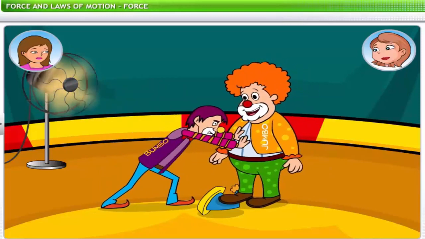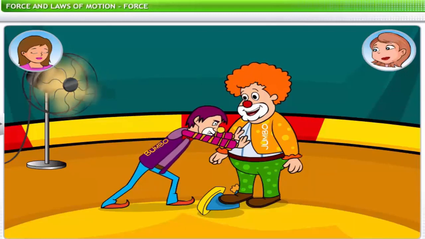Way to go, Bumbo! You need to use more force to get your cap back. You used the word force. But do you know what the word force really means? Well, the word force is used in a variety of situations in common parlance. However, in science, force is what acts on a body to make it move or stop it from moving.